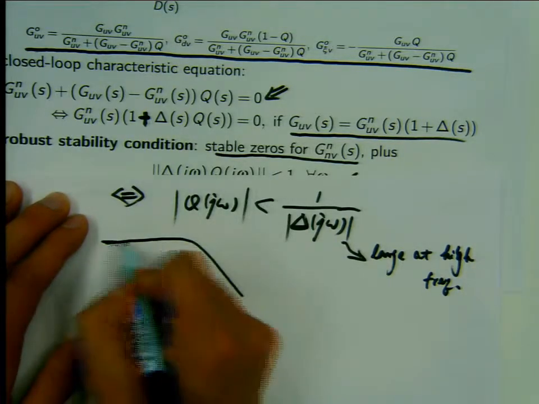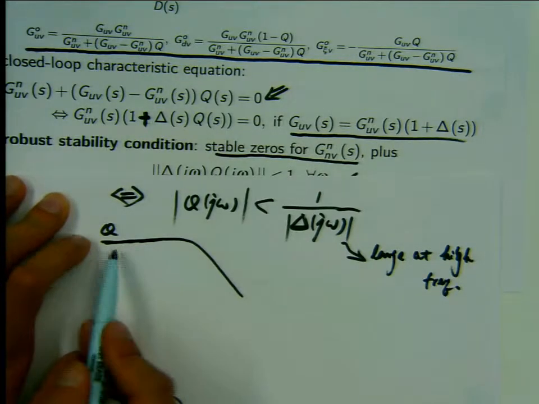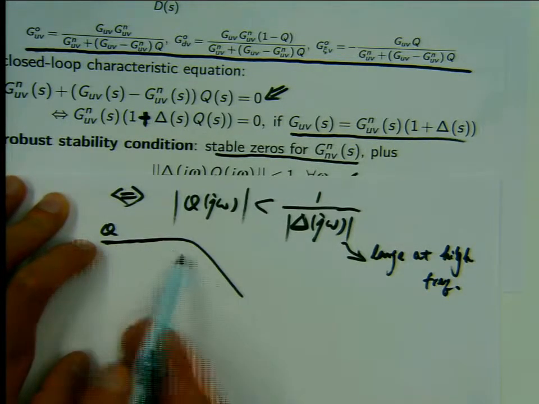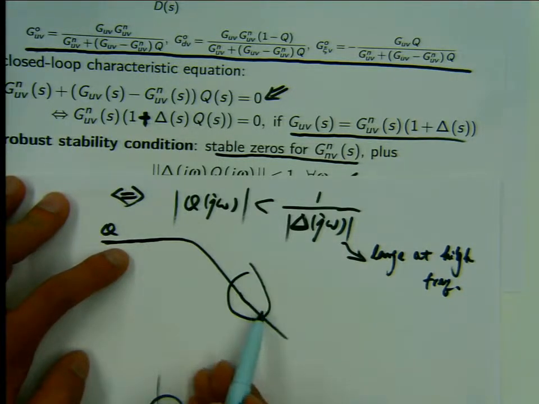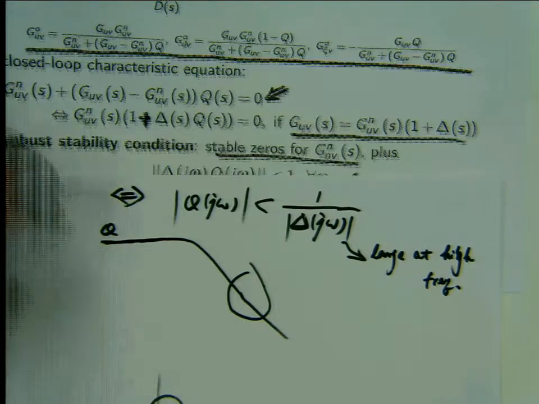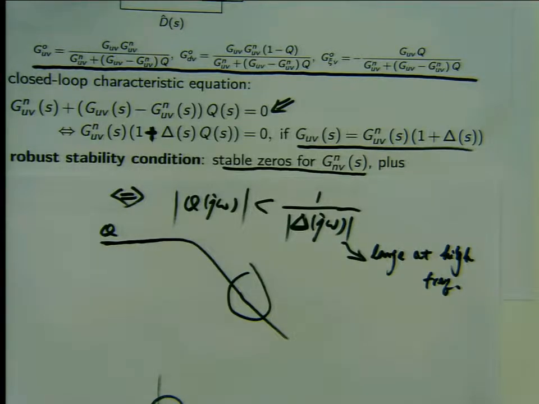We mentioned a typical design of Q earlier, right? Q is a low-pass filter. At high frequencies, we indeed have a small magnitude. So that's another intuition for why Q is a low-pass from our design earlier.